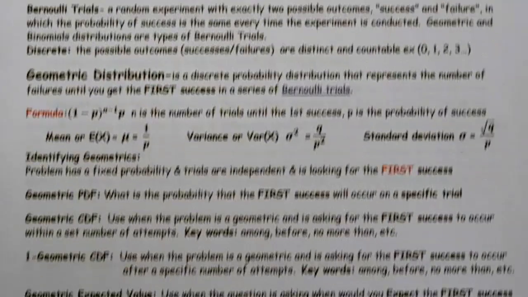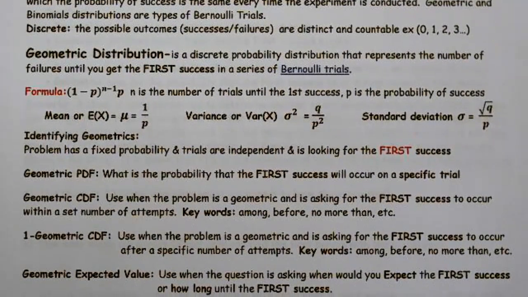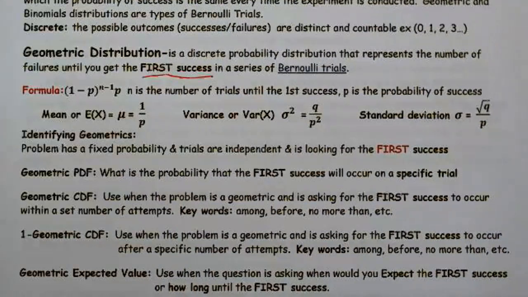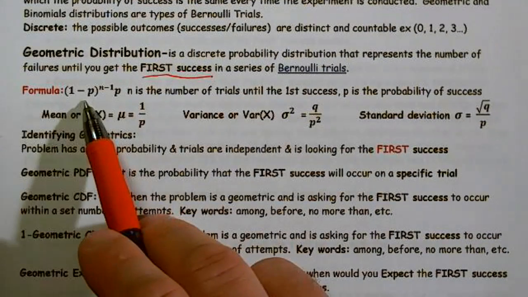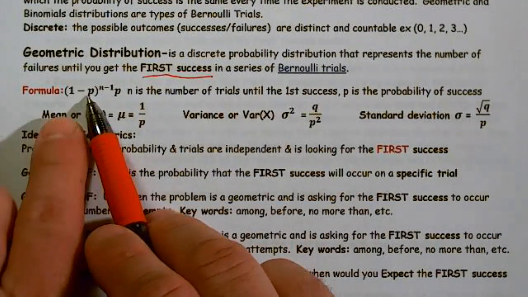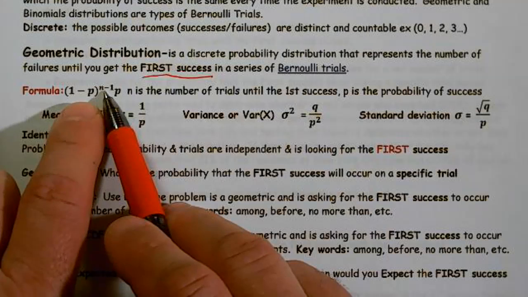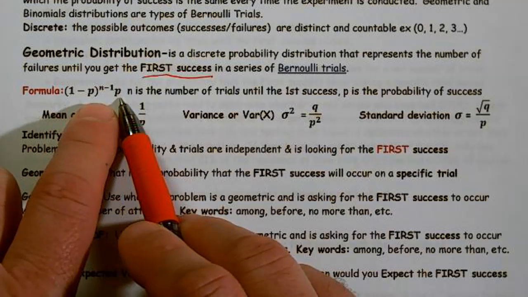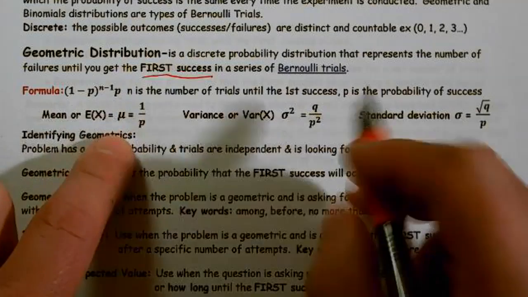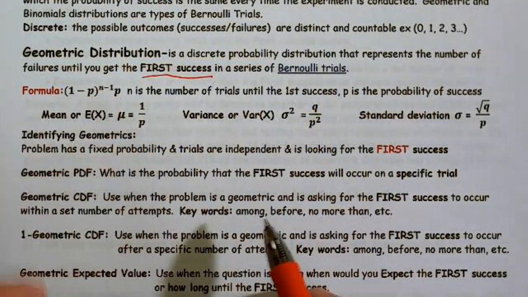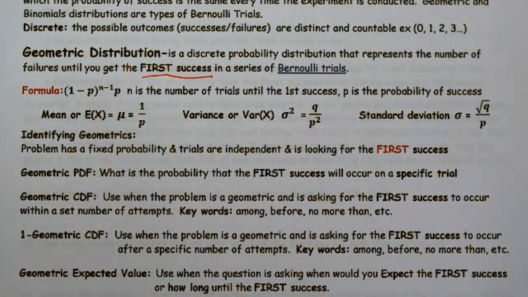So the geometric, as I said, is a discrete probability distribution, and it represents the number of failures until you get to the first success. All right. So geometric is qualified as the first success. The formula is basically (1 minus p), which is the failure, p being probability, to the n minus 1. So basically, this is your formula. Sometimes we like to say it's q to the n minus 1 times p, but essentially that's the formula, but that's just for extra information.